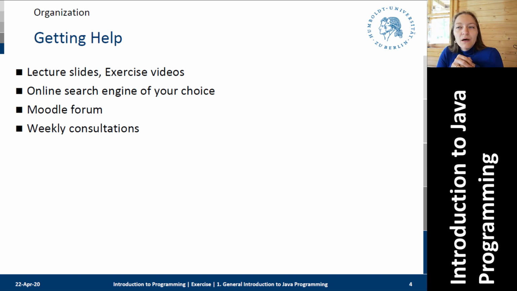If you have some difficulties with programming, for example, if you receive some errors during programming in Java, the very first option for you would be to copy those error messages and search in any search engine. Because very probably someone has already had the same question, and most probably you will find the answer to your question immediately.